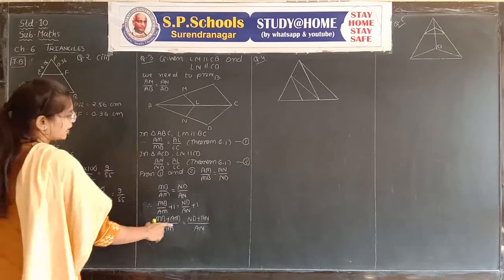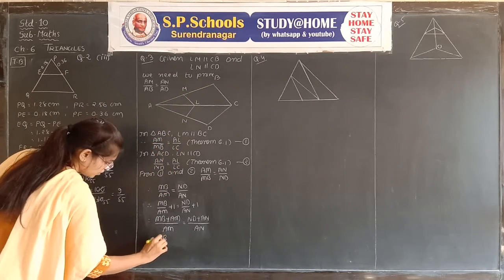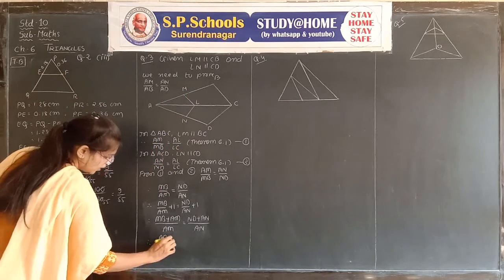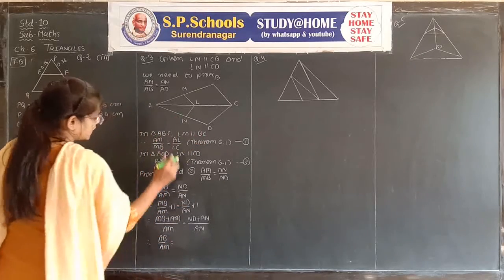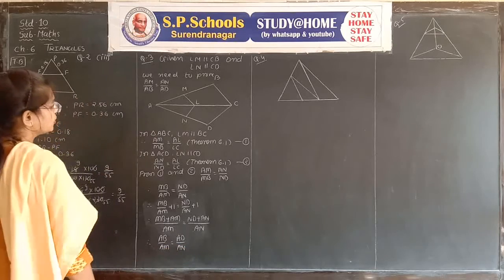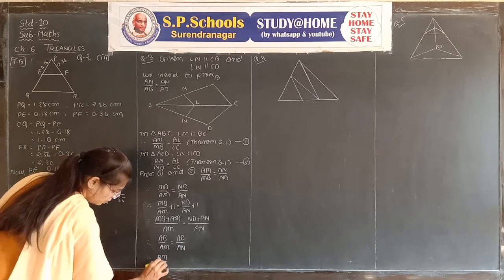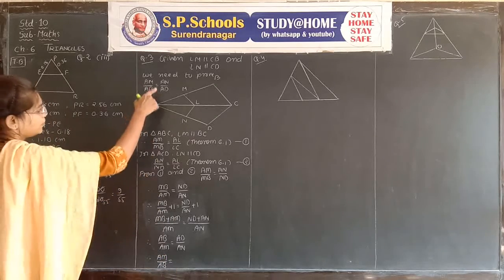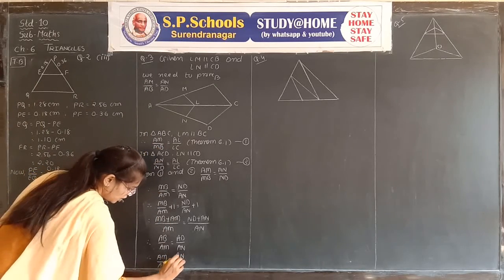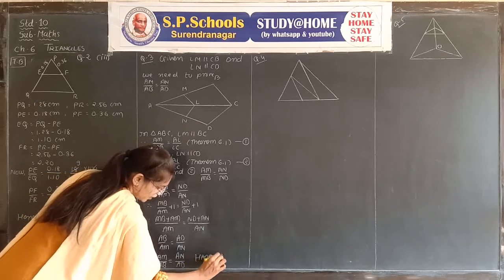Now see the figure. MB plus AM gives AB upon AM, and ND plus AN gives AD upon AN. Now take the reciprocal of it: AM upon AB is equal to AN upon AD, which is our proof. So, hence proved.